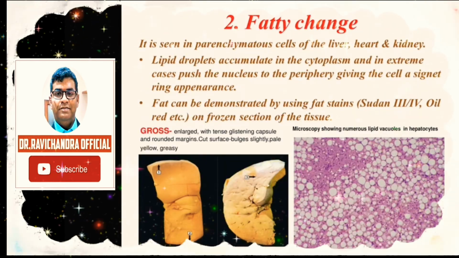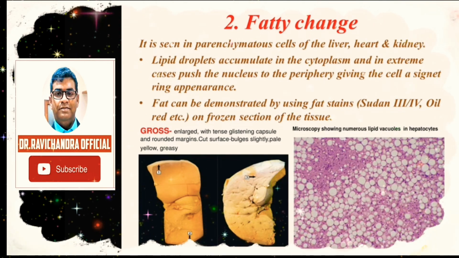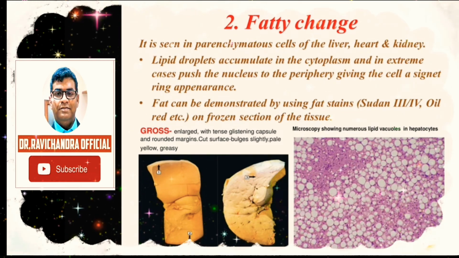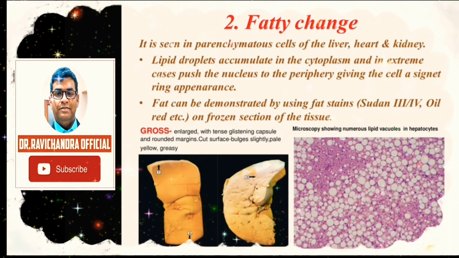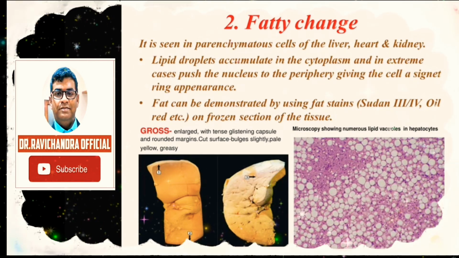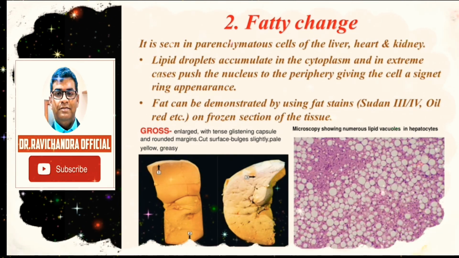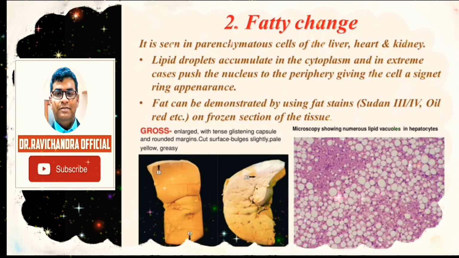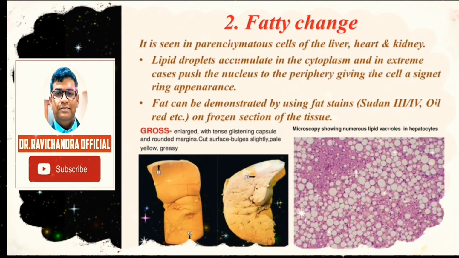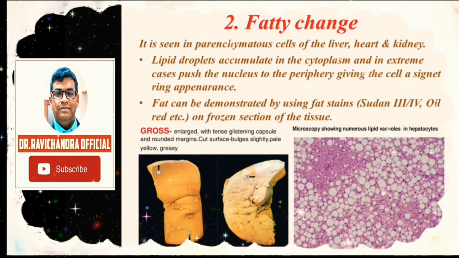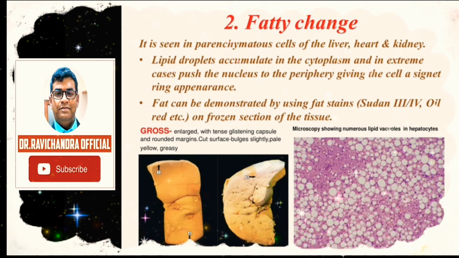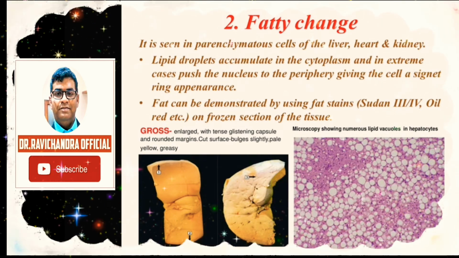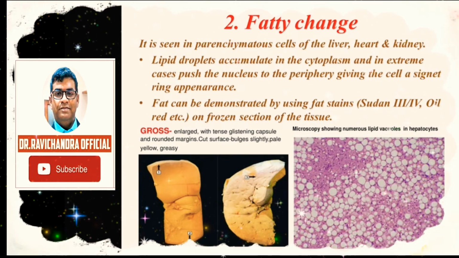After the cloudy change, the second retrogressive change is fatty change. It is seen in parenchymatous cells of the liver, heart, and kidney. Lipid droplets will accumulate in the cytoplasm, and in extreme cases they will push the nucleus to the periphery, giving the cell a signet-ring appearance. This fat can be demonstrated by using fat stains like Sudan III, Sudan IV, and oil red O on frozen sections of the tissue. Grossly, the organ is enlarged and it is yellowish and greasy on cut section.